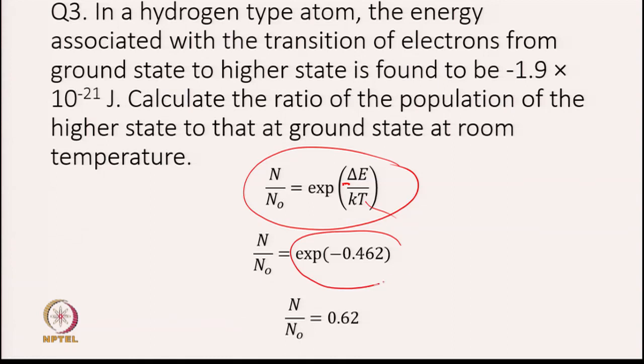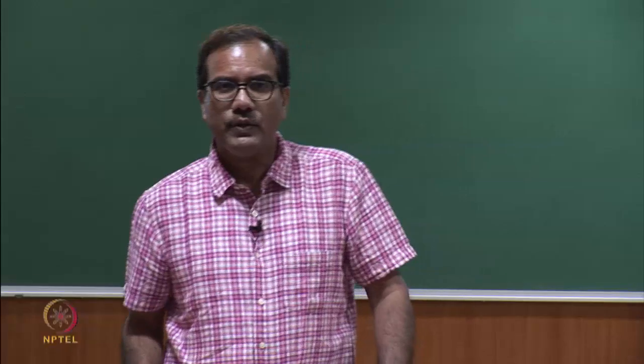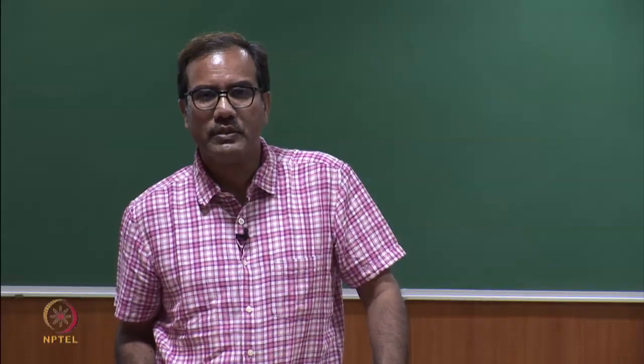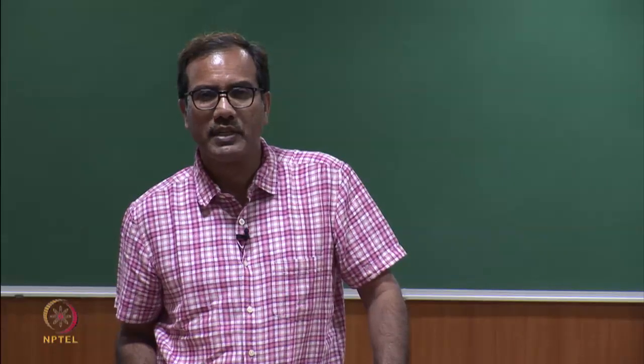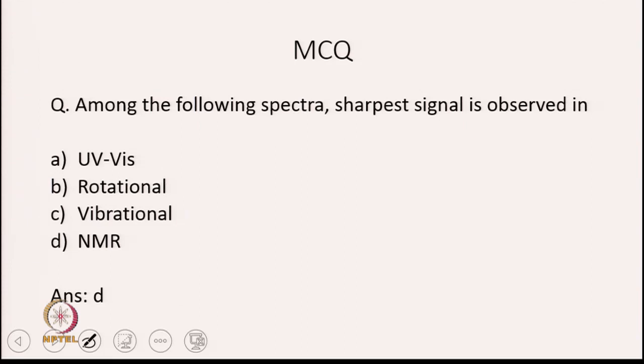Then what you are going to get is exponential minus 0.462. So, you can calculate n by n naught, which comes out to be 0.62. Now, a few multiple choice questions. Among the following spectra, the sharpest signal is observed in: UV, rotational, vibrational, and NMR.